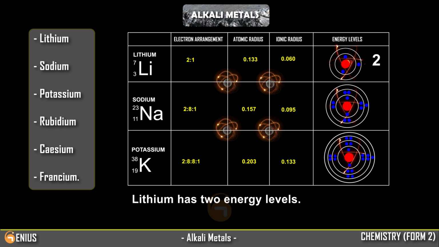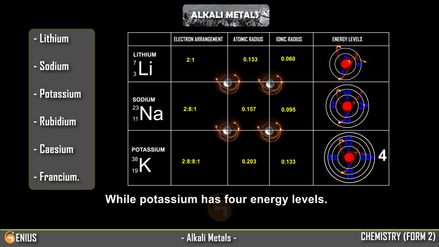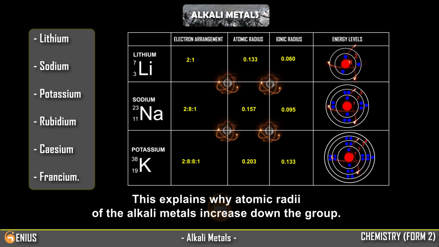Lithium has two energy levels. Sodium has three energy levels, while potassium has four energy levels. The outermost electron in a sodium atom is therefore further from the nucleus than the outermost electron in a lithium atom. This explains why atomic radii of the alkali metals increase down the group.